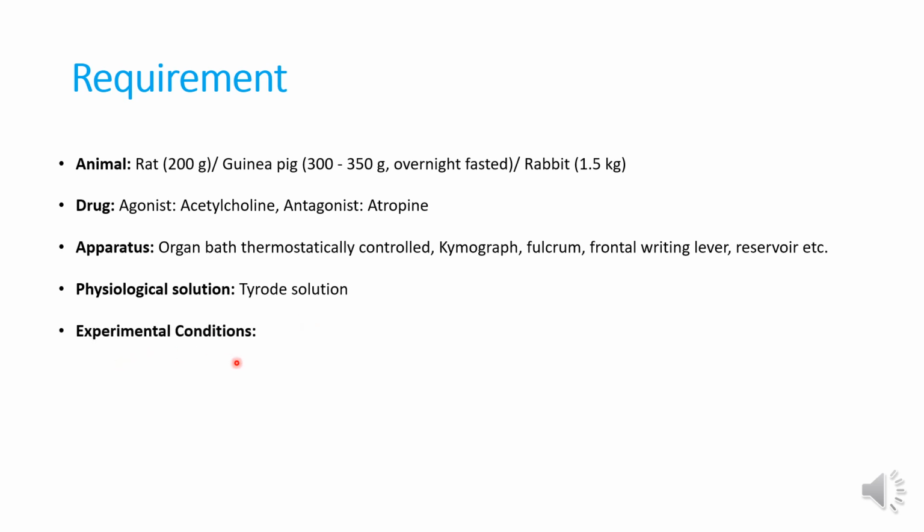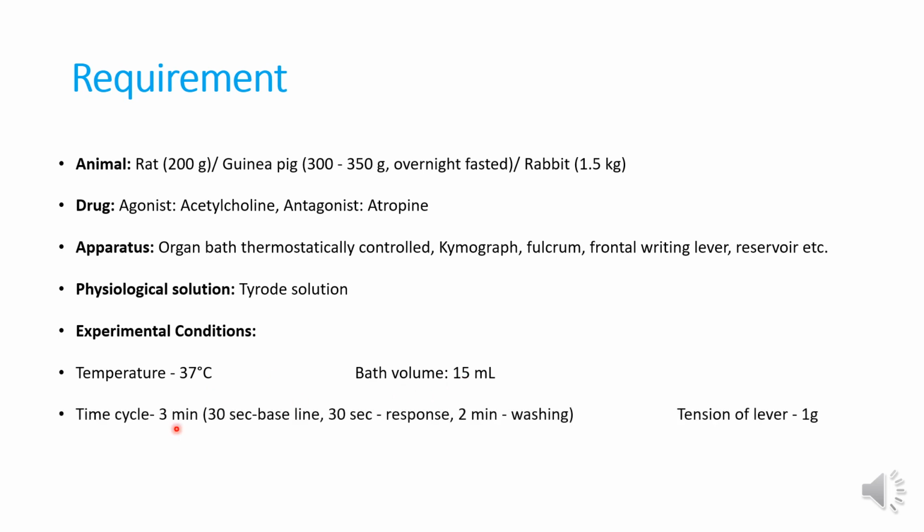Then experimental conditions: we use a temperature of 37 degrees, bath volume is 15 ml. Time cycle is 3 minutes. Basically that 3 minutes is divided as 30-second baseline, 30-second response and 2 minutes of washing. Then tension of the lever is 1 gram. The magnification we use is 1:9, and for the aeration we use atmospheric air.